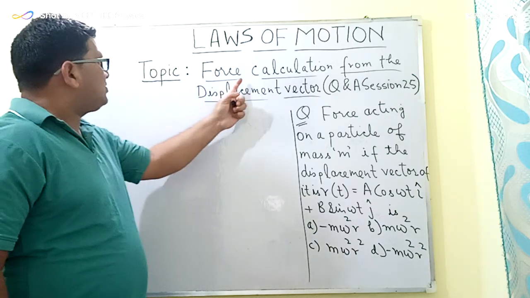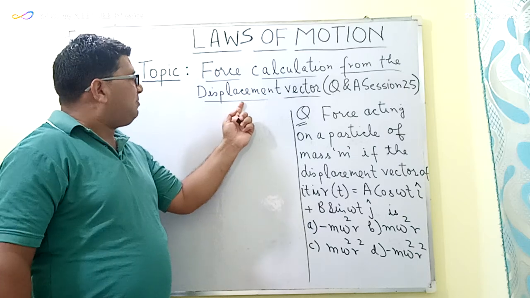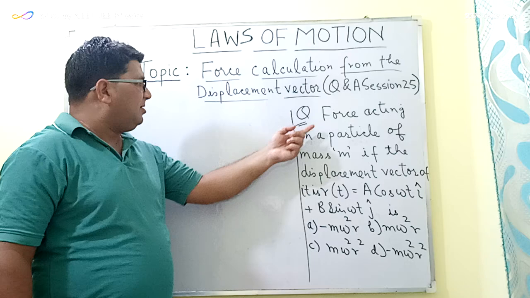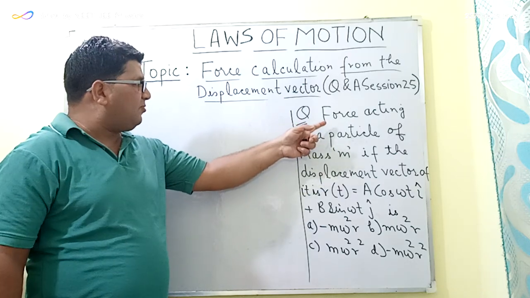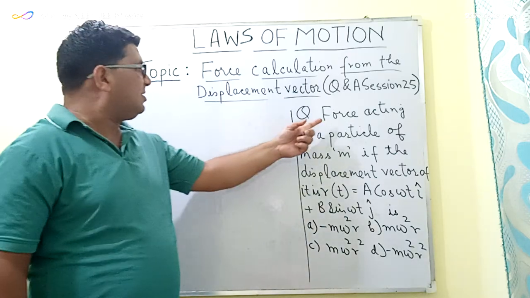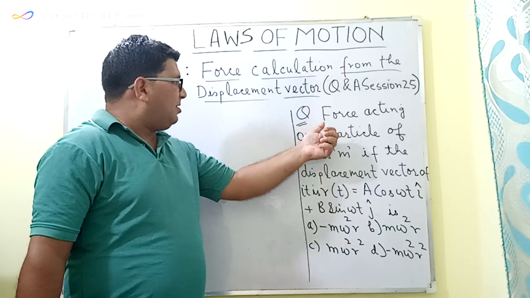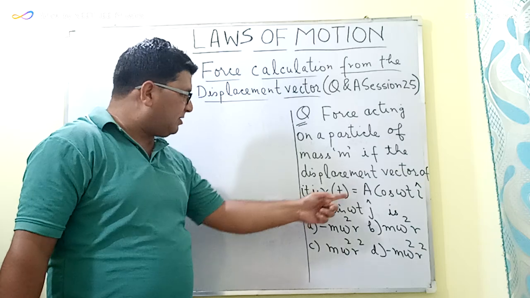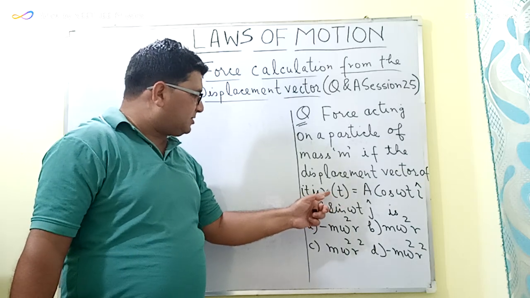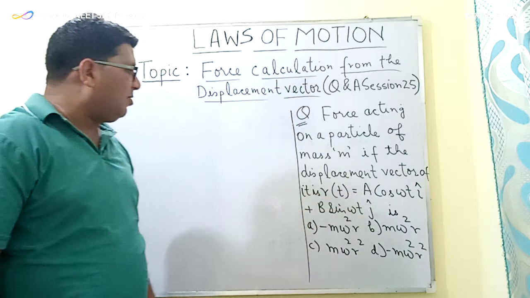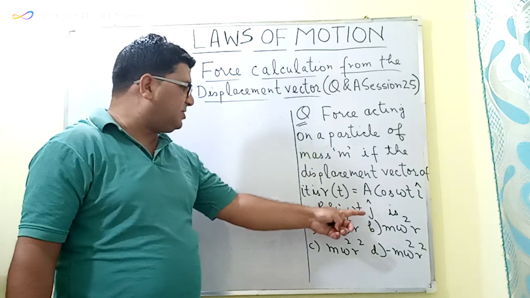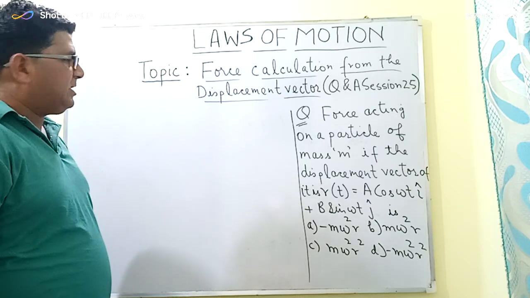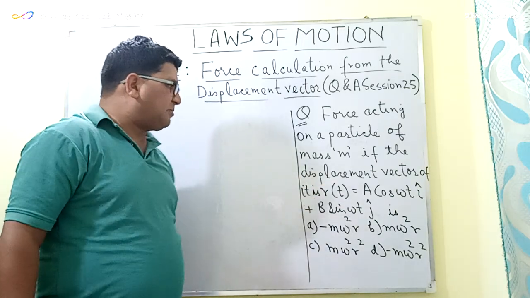The topic is the calculation of force from the displacement vector equation of a particle. Based on this topic, I have selected one question from one of my reference books. The question is: the force acting on a particle of mass m, if the displacement vector of it is given by this equation, r(t) = a cos omega t i cap plus b sin omega t j cap, is. So we have to calculate the force acting on the particle with the help of this displacement vector equation.